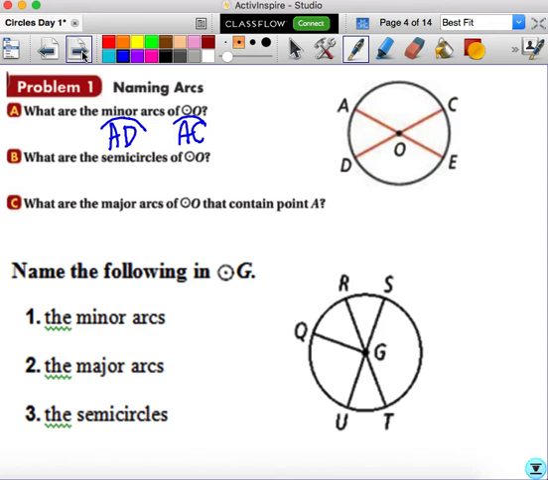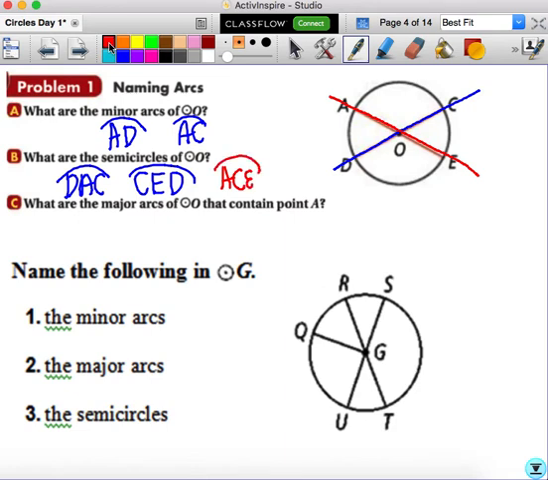To find your semicircles, you always want to look for your diameters. So I've got 1 diameter here from D to C. So 1 semicircle would be DAC, or I could say that in reverse, CAD. The one on the bottom of that, CED, is also a semicircle. And I have a diameter here, so I can say ACE. Again, you could reverse that order, that'd be totally fine. Or ADE. So to find your semicircles, the easiest way to do that is to find your diameters.